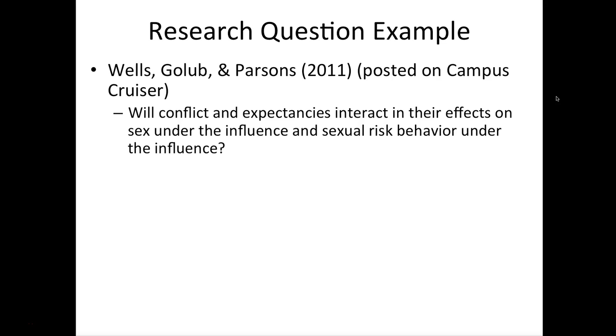And in this particular paper, we split people up into high conflict, low conflict, and high expectancies, low expectancies based on a median split. So everybody who scored above the median was high conflict. Everybody who scored below the median was low conflict, and the same for expectancies. So we turned a continuous variable into a categorical variable. And then ask the question, will conflict and expectancies interact in their effects on sex under the influence and sexual risk behavior under the influence?